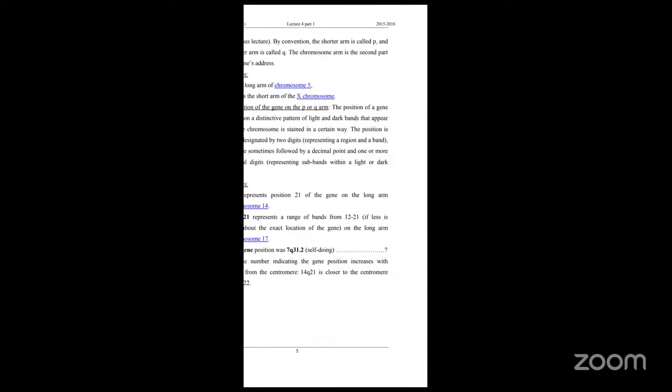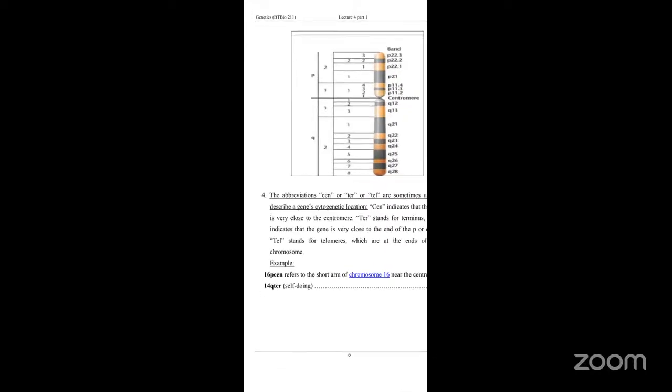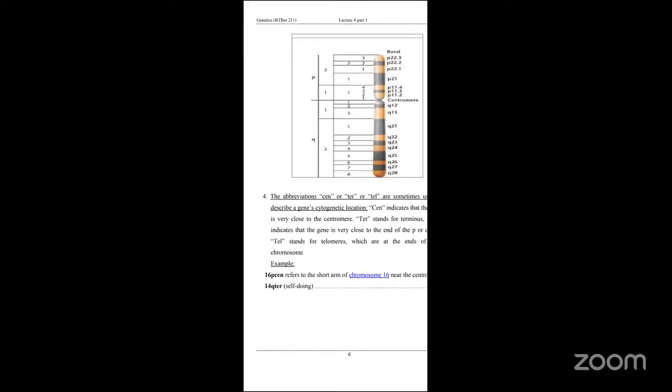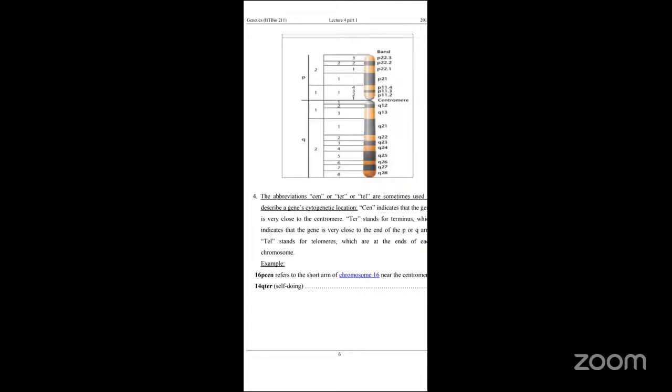This is with reference to cytogenetic mapping. Now the fourth aspect is the abbreviations. They use the abbreviation either CEN, TER or TEL. These are used to describe a gene's cytogenetic location. For example, CEN indicates that the gene is very close to the centromere. It is a short form of centromere.